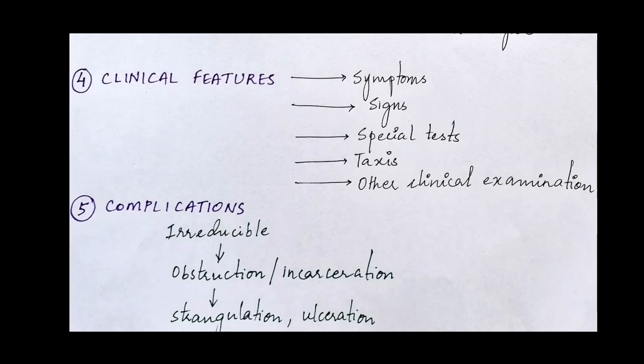Coming to the complications, in order these are irreducibility, obstruction, and strangulation. Irreducibility is quite obvious. We mean the hernia can't be reduced, and this could be due to adhesions within the contents of the hernia. Second is obstruction. This happens when the contents block the lumen. Incarceration is a term that was previously used, but now you can just say that if there's a large bowel hernia and the feces is the one causing the obstruction, then we can use the term incarceration.